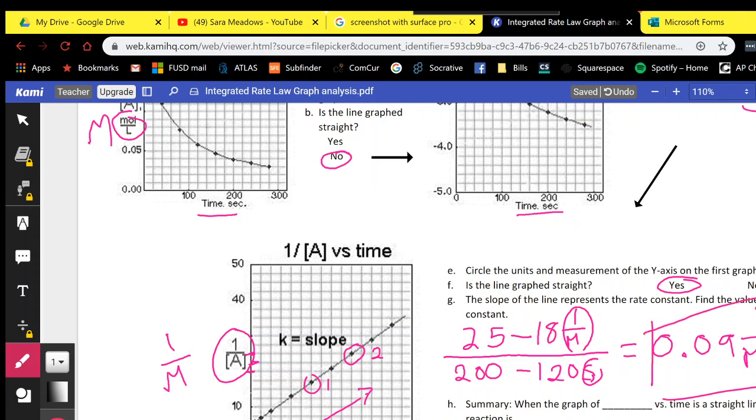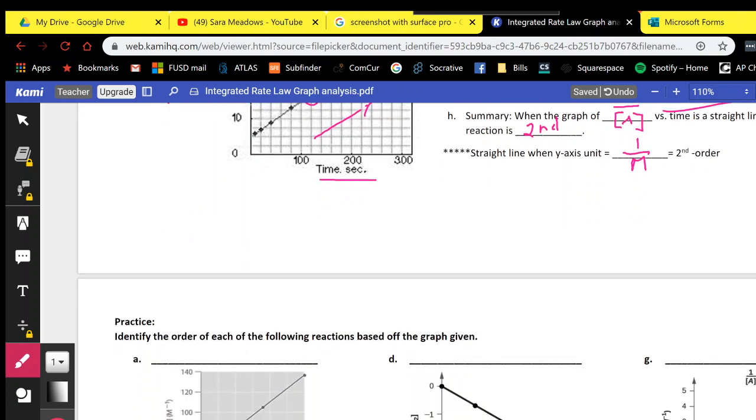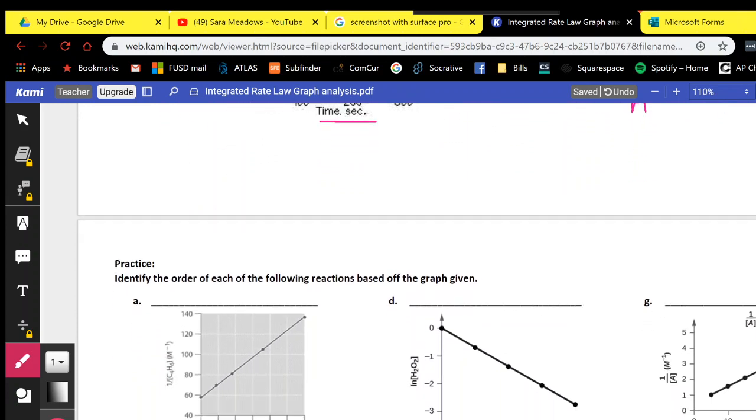So we get that. All right, so we can always estimate our slope from our graph once we know what order it is. So this is second order. When the graph of 1 over the concentration of our chemical versus time is a straight line, the order of the reaction is second order. When our y-axis unit is 1 over molarity, it's second order. I know this is kind of random, but the biggest thing is that we can take a graph, look at its y-axis, and determine what order it is.